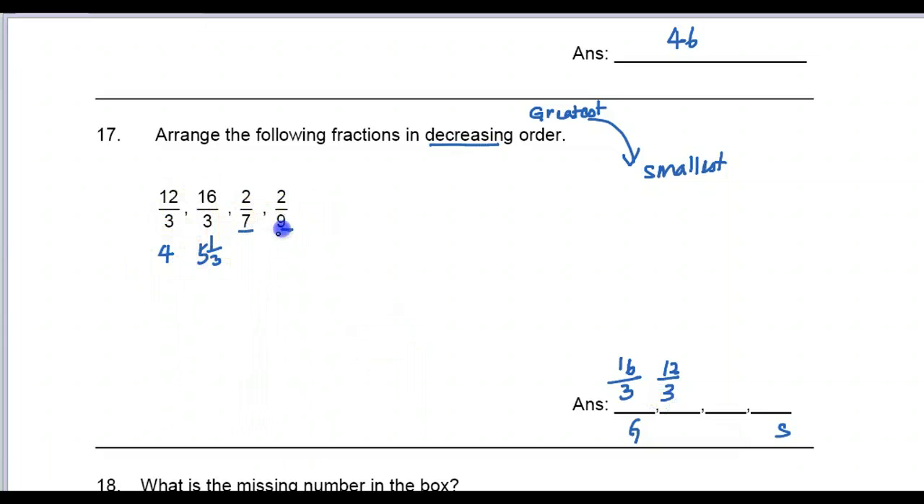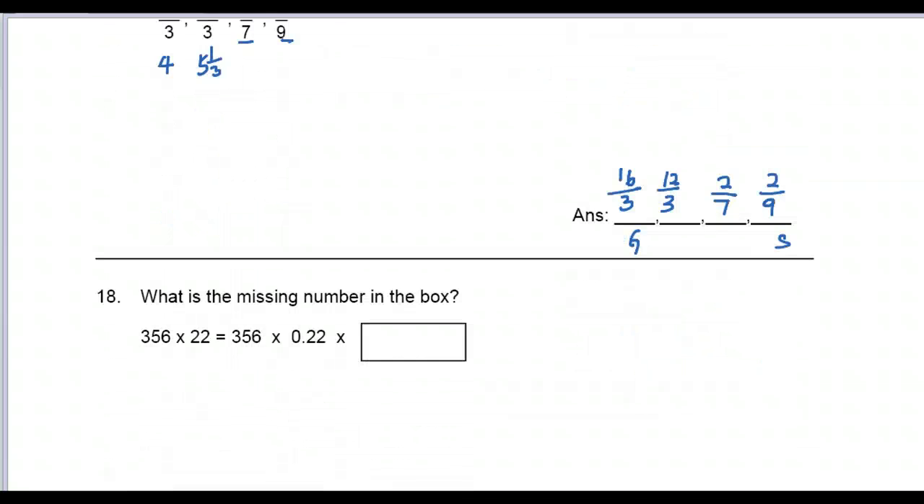Now I need to look at these two, 2/7 and 2/9. So which would be greater? Because in one I am sharing with fewer people, in the other I am sharing with more people. So my next greater fraction will be 2/7. My 2/9 would be my smallest fraction.